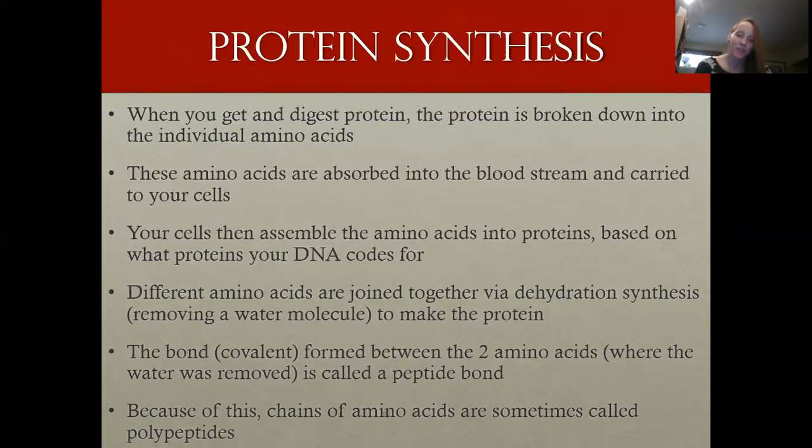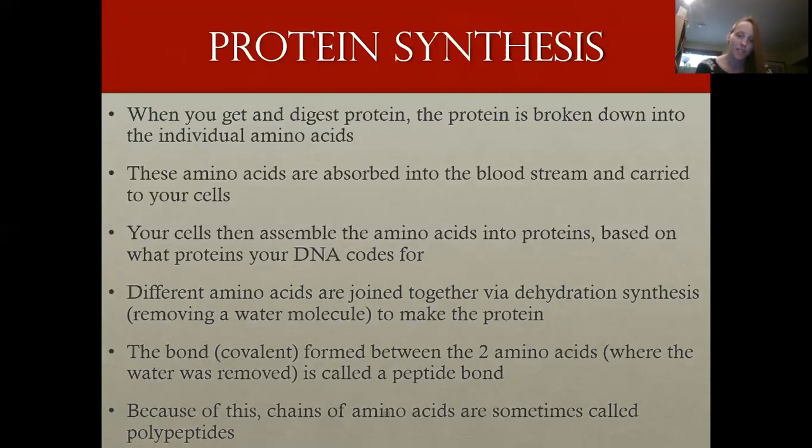Amino acids are joined together via the process of dehydration synthesis. So the same way that we make our fats and our carbs is also how we make our proteins. We take an H away from one of the amino acids, an OH away from the other amino acid. That becomes our water that we remove, and that is where the bond is formed. This bond with carbs, lipids, and proteins is always a covalent bond.